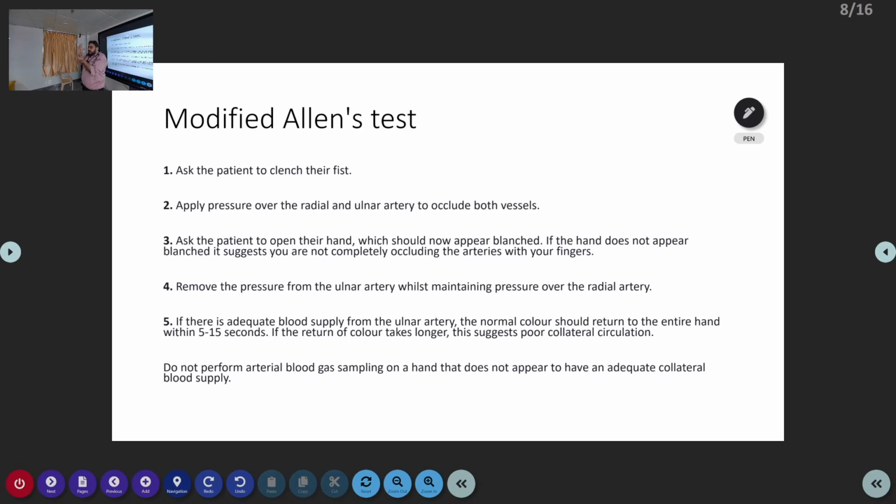So you should not use this hand for your radial artery puncture. If you are doing that, what will happen? There is no good collateral supply. The patient is going to have a problem with this. So you should not do that. That is what is called the modified Allen's test.